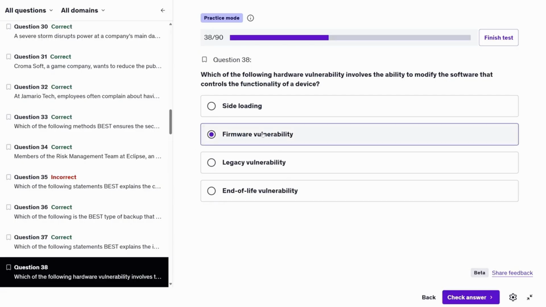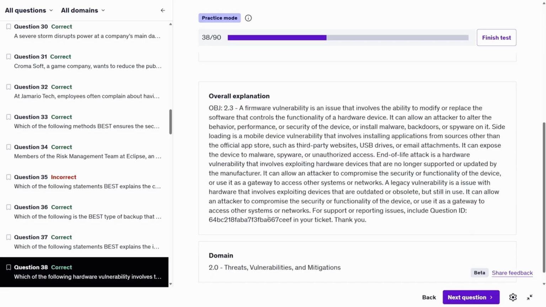And the correct answer is B, firmware vulnerability. A firmware vulnerability is an issue that involves the ability to modify or replace the software that controls the functionality of a hardware device. It can allow an attacker to alter the behavior, performance, or security of the device or install malware, backdoors, or spyware on it.